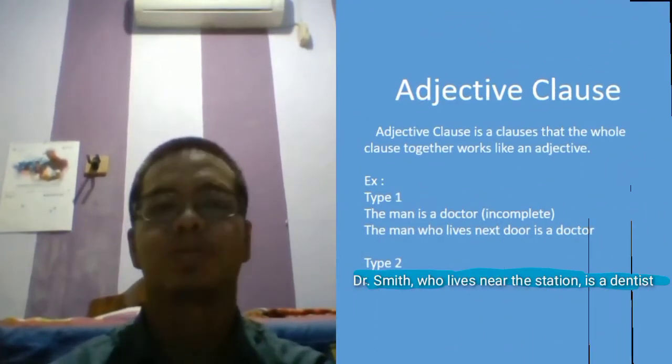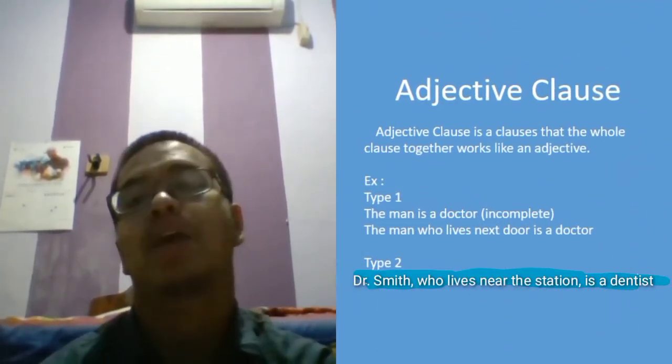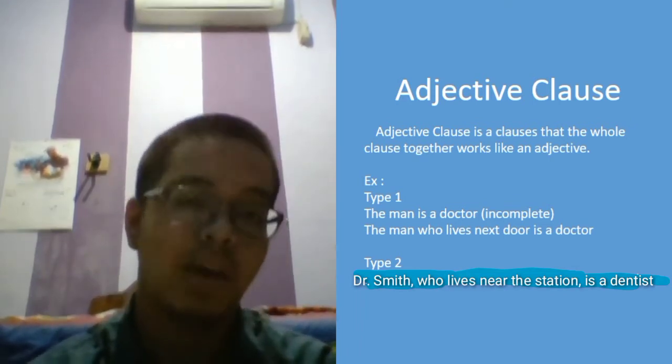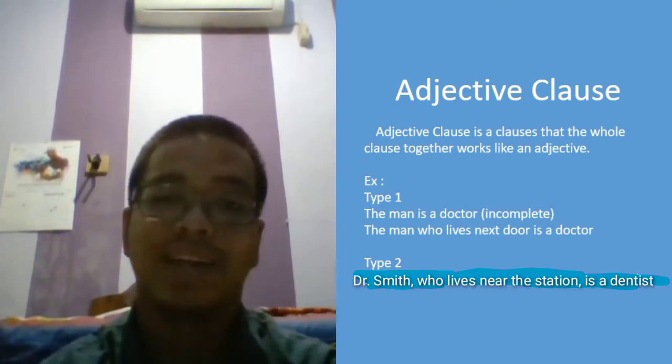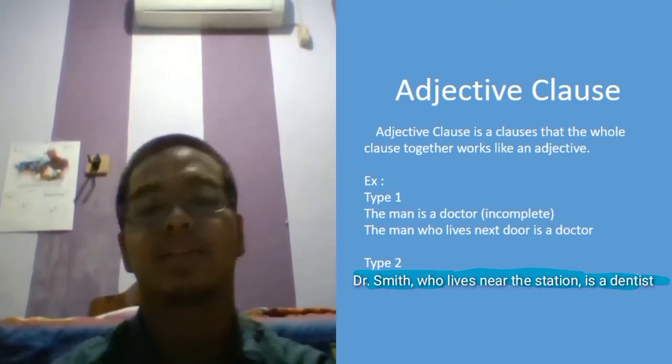Now, before we start into the core of the material, I want to give a quick general review about adjective clause. An adjective clause is a clause that as a whole works like an adjective. It includes a subject, verb, and object. It means that it gives you some information about a noun somewhere in the sentence.